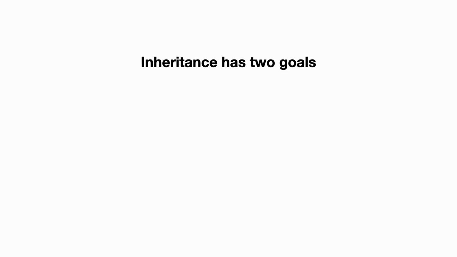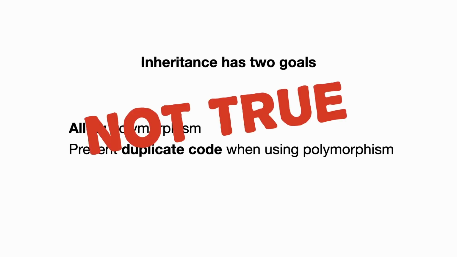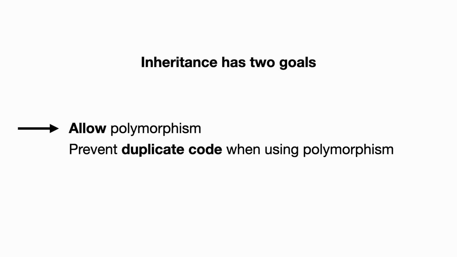programming language. Generally, I can argue that inheritance has two important goals: allow polymorphism and prevent duplicate code when using polymorphism. This sounds great, but it has one problem. It's not true in Python. The problem is with the first statement.